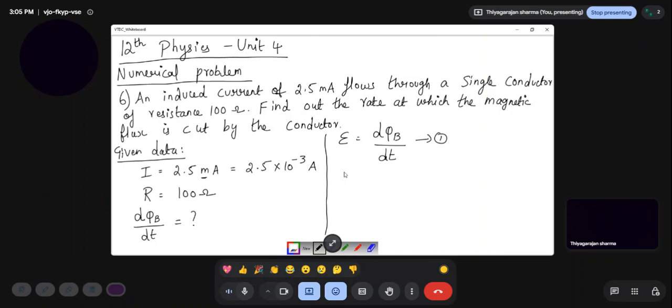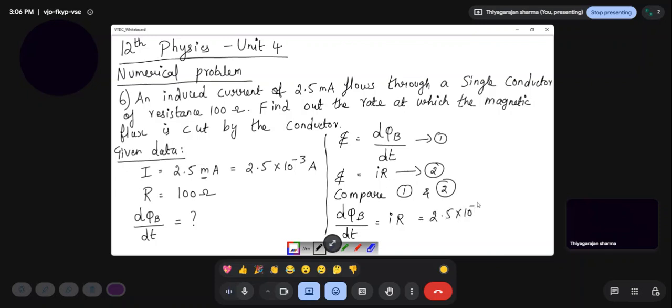Also we have another formula for induced EMF where E is equal to I into R. So now you can compare equations 1 and 2. So when you're comparing equations 1 and 2, the left hand sides are same, it can cancel. So right hand side becomes d psi b by dt is equal to I into R. So here you can substitute the values of I and R. So 2.5 into 10 to the power of minus 3 into 100. So 2.5 into 100 becomes 250 into 10 to the power of minus 3.